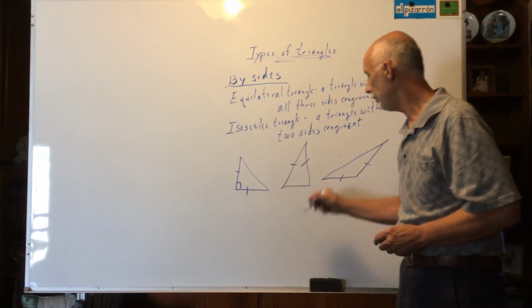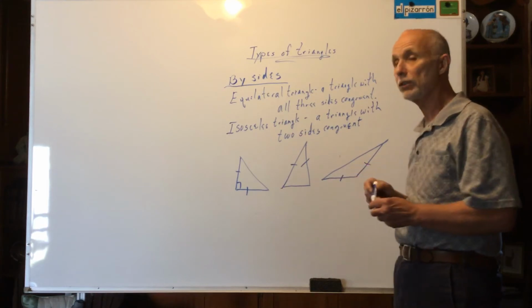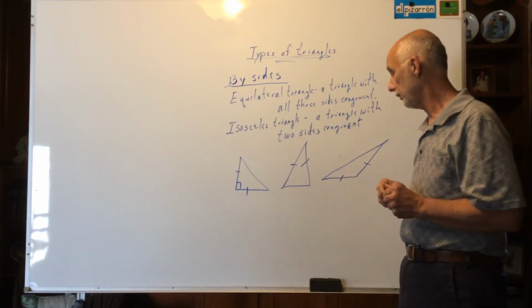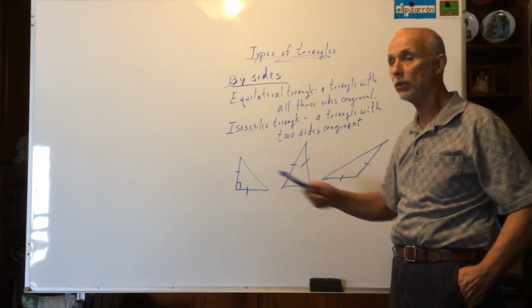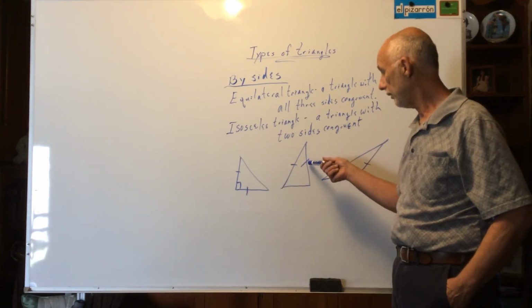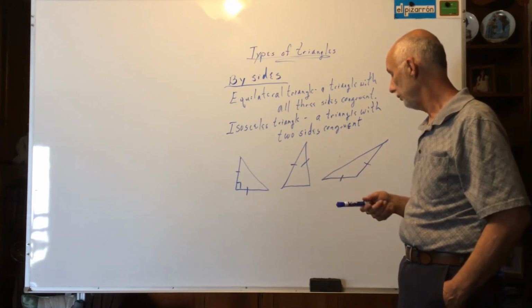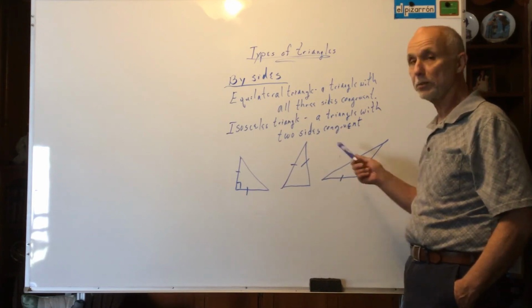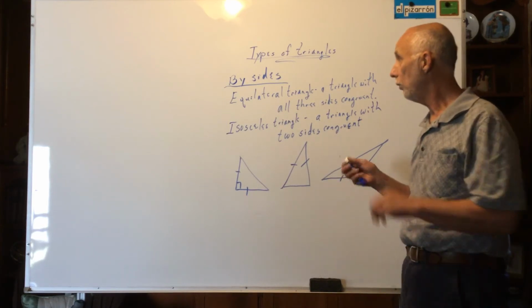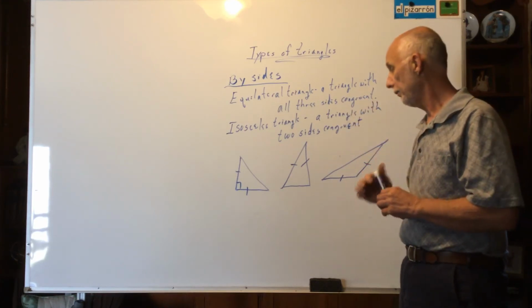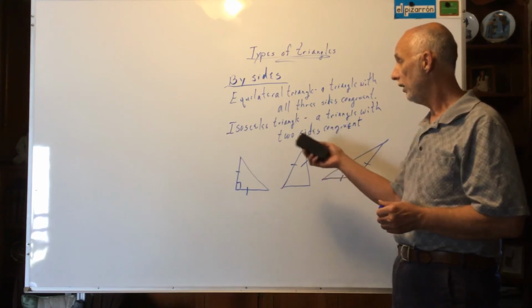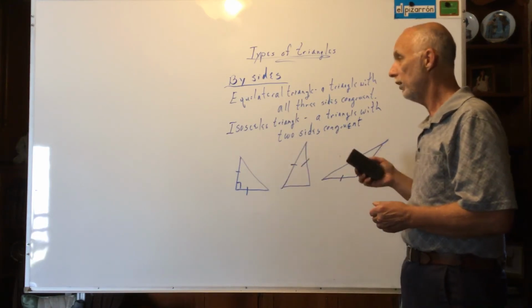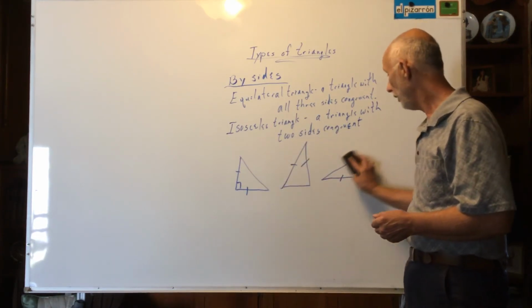And again, if you see the little line segments through the side, if you see two of them, that makes it isosceles. By the way, this is not just isosceles, it's also a right triangle. And this is isosceles, but it's an acute triangle. And this one is isosceles, but it's an obtuse triangle. So you can name it two ways, all right? And you can have an isosceles acute triangle, an isosceles right triangle, or an isosceles obtuse triangle, all right?